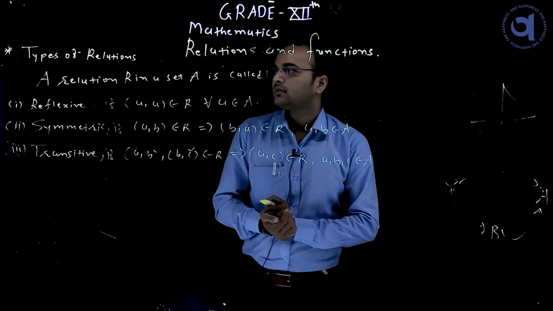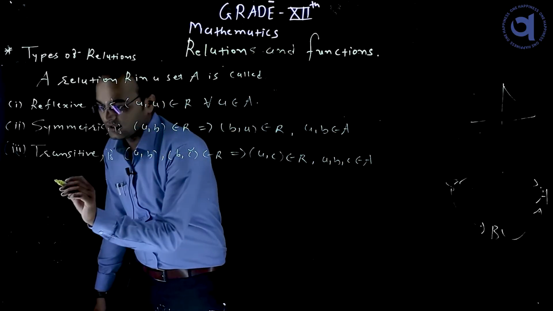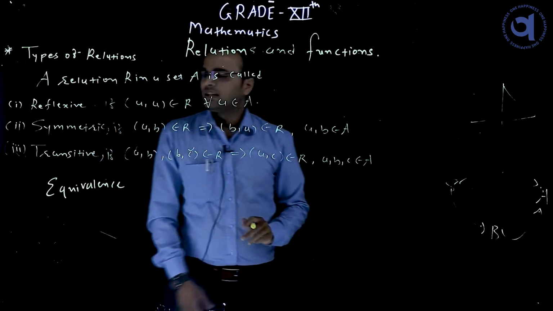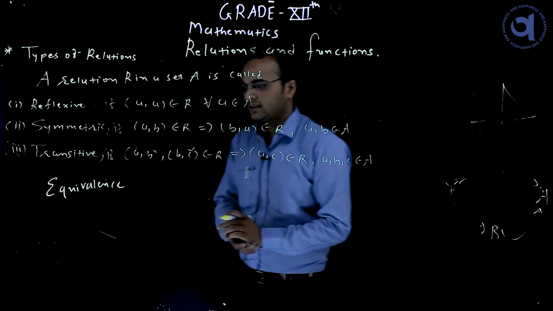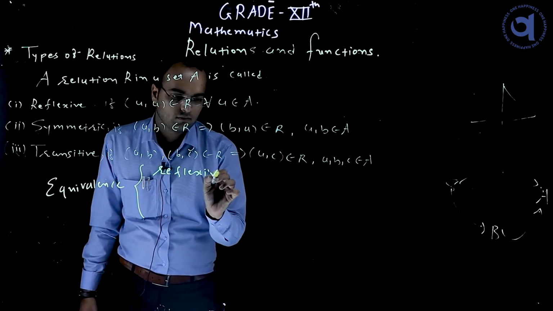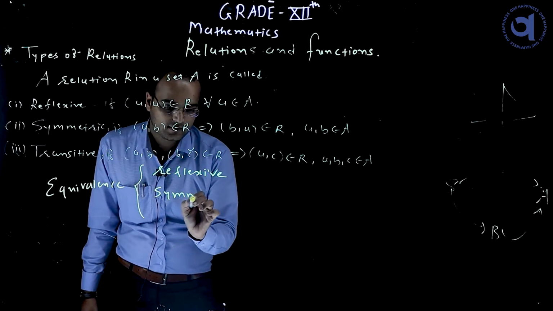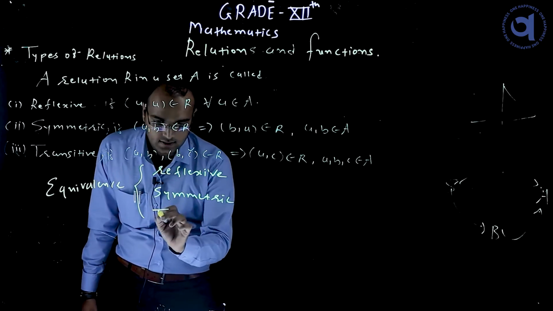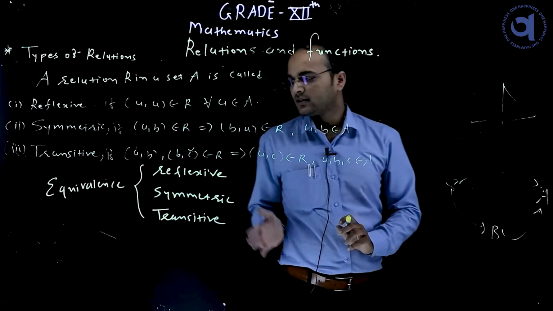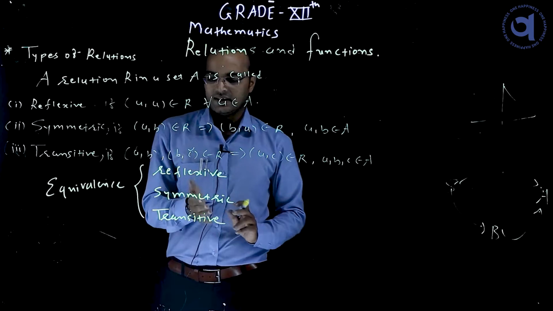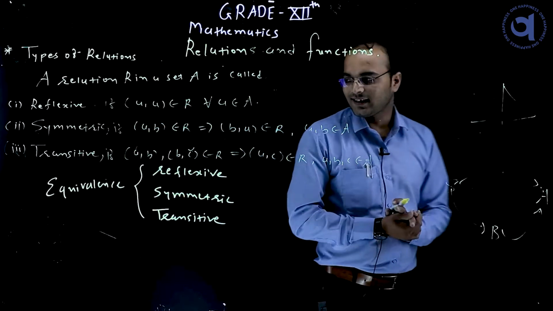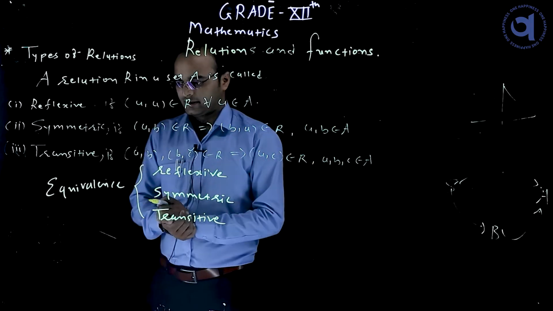Now the next type of relation is what? Equivalence relation. We say that a relation R is called an equivalence relation if your given relation is reflexive, symmetric and transitive. If any relation satisfies all these three definitions, that means it is reflexive, symmetric and transitive, then we can say that the relation is what? An equivalence relation on the given set, okay.